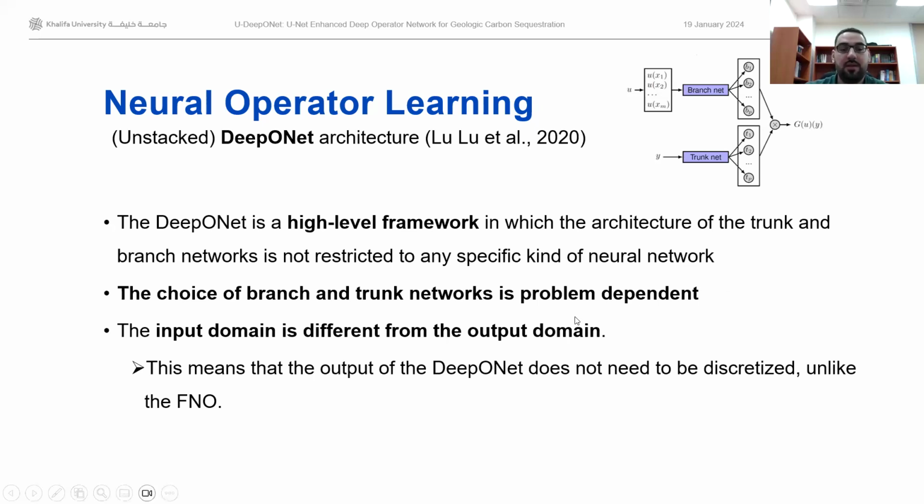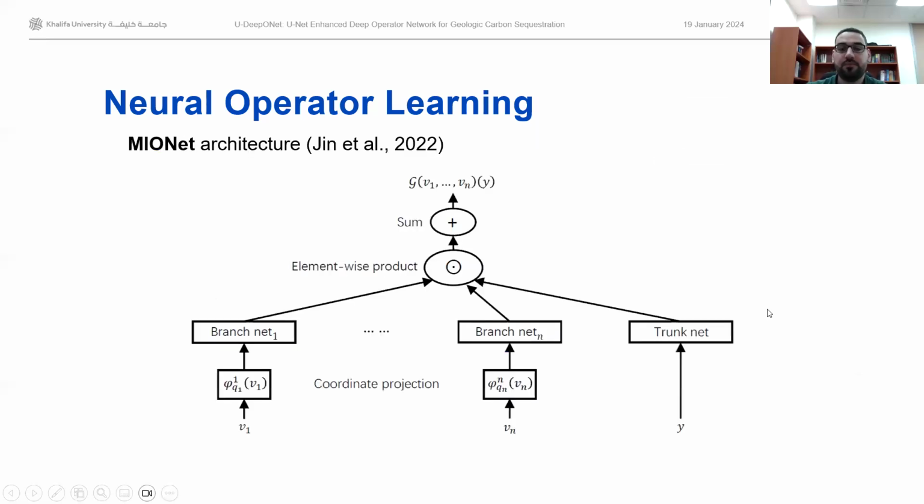On top of that, the DeepONet is also grounded in the universal approximation theorem of operators. Another advantage of the DeepONet is that the input domain is different from the output domain, meaning that the output of the DeepONet does not have to be discretized on the same mesh as the input. This is in contrast to the FNO.